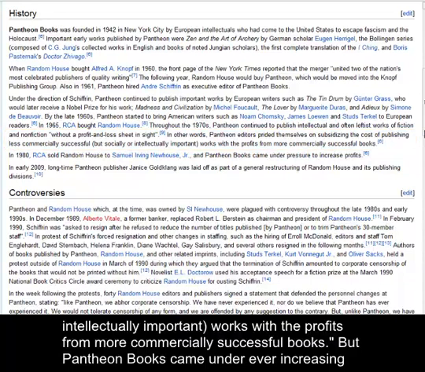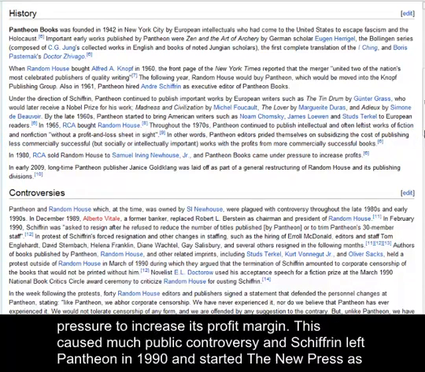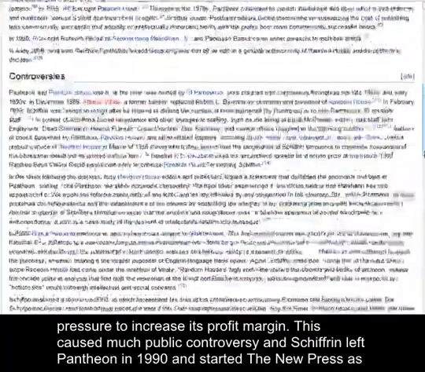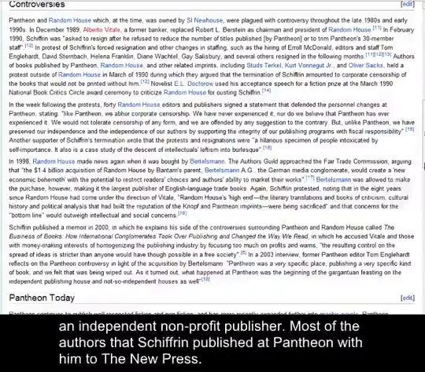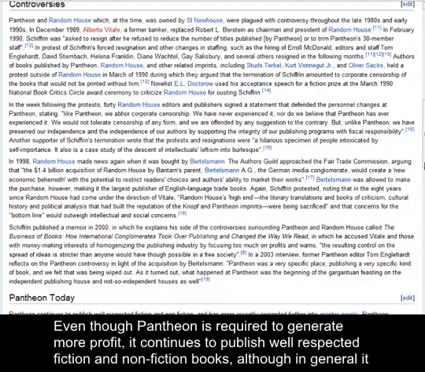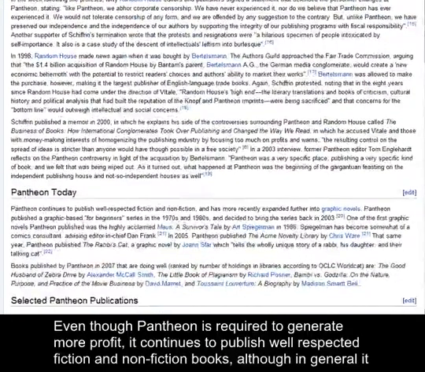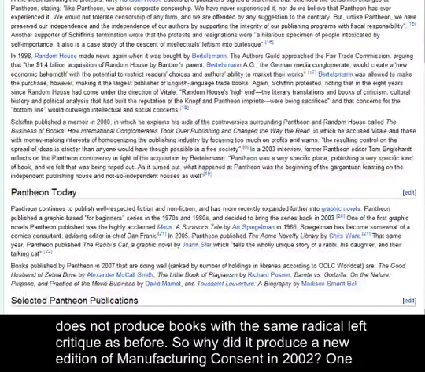But Pantheon Books came under ever-increasing pressure to increase its profit margin. This caused much controversy, and Schiffrin left Pantheon in 1990 and started the New Press as an independent, non-profit publisher. Most of the authors that Schiffrin published at Pantheon moved with him to the New Press. Even though Pantheon is required to generate more profit, it continues to publish well-respected fiction and nonfiction books, although in general it does not produce books with the same radical left critique as before.